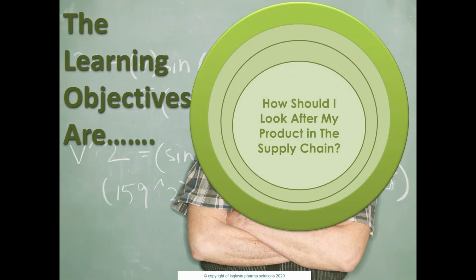How should I look after my product in the supply chain? Now, there's a whole lot of regulations out there, and your business model might be very simple or could be very complex. So what do I need to know? What information do I need to have to be able to assess what exactly I need to be fit for purpose for my business, to ensure that my business is efficient, compliant, and ensures the patient's safety?